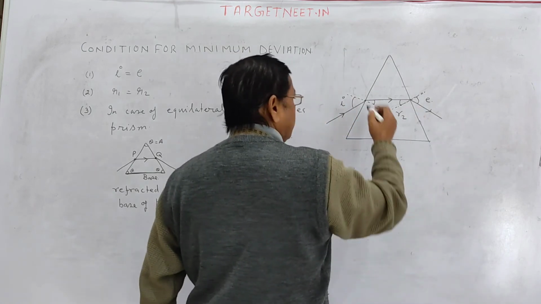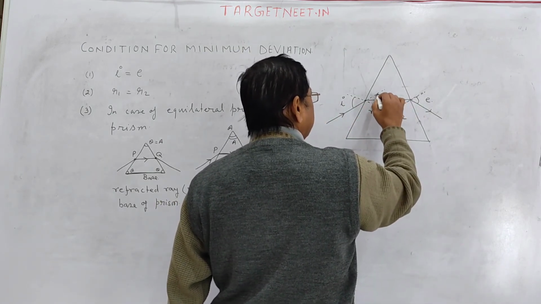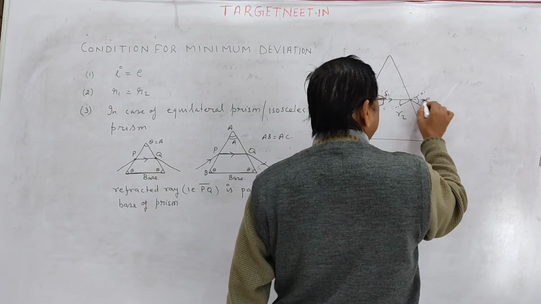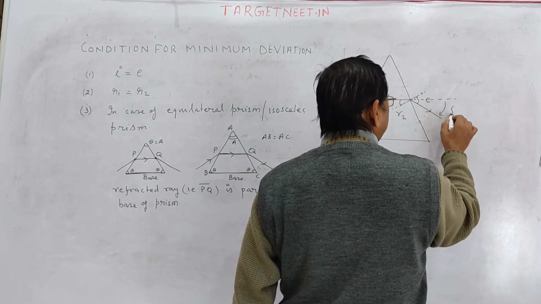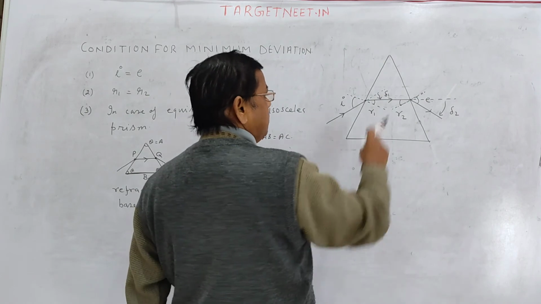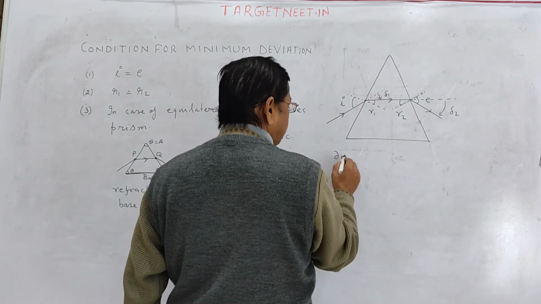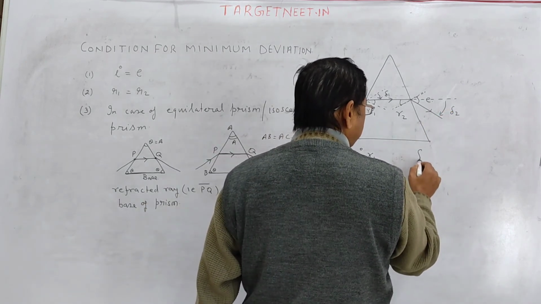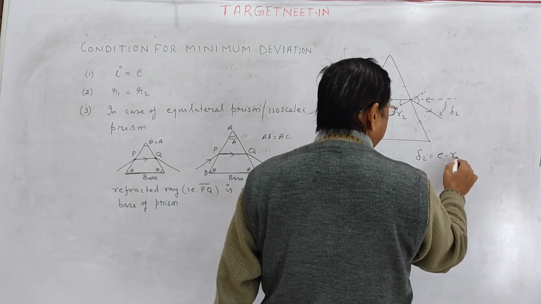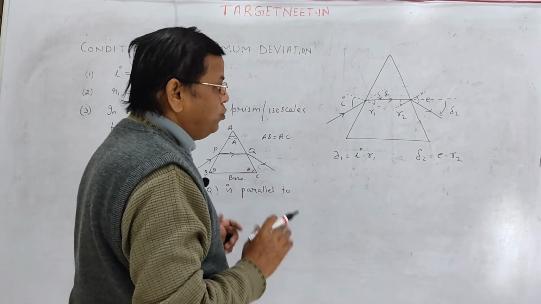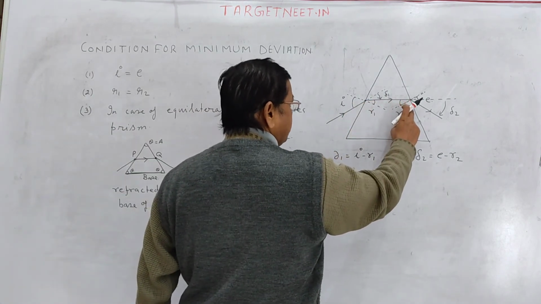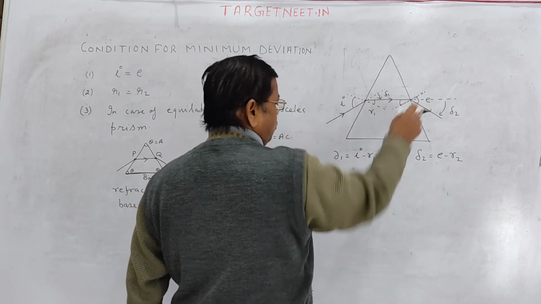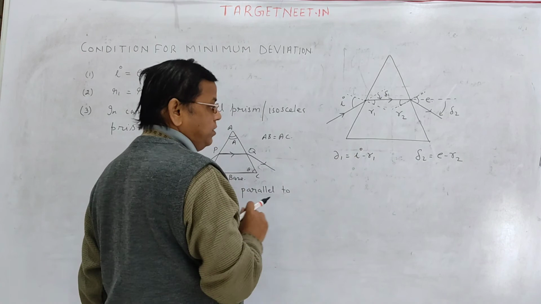E. So some deviation has taken place at the first refraction, let it be delta 1, and some deviation has taken place at the second surface, let it be delta 2. So total deviation we find by finding delta 1, that is I minus R1, and delta 2, that is E minus R2. That's what we used to do. Both are clockwise, so we add these two to get total deviation.